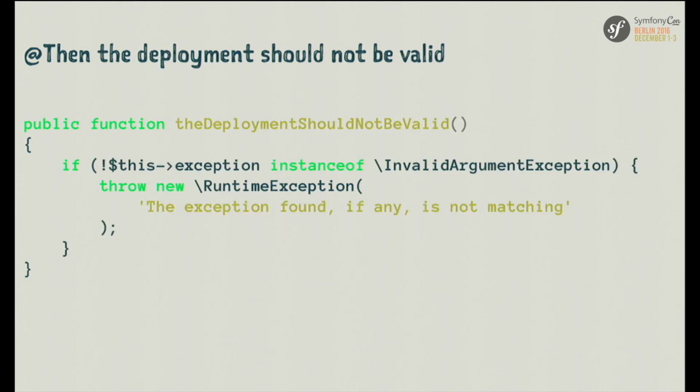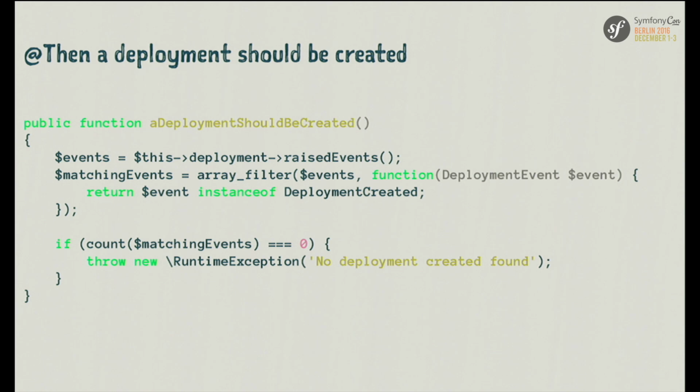Then to verify that the deployment is not valid, well, we've put our exception in our property. So the next step is just checking the exception and its type, and if it's not an invalid argument exception type, then something went wrong, so we throw an exception in our tests. It's almost the same thing for when the deployment should have been created. We take the deployment object and check the raised events, and from them we filter the events that are the deployment created event. If there are 0 of them, that means we didn't create the deployment.